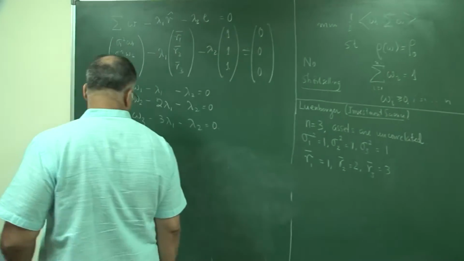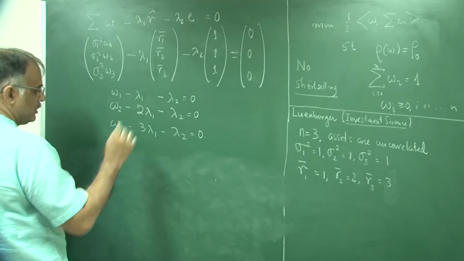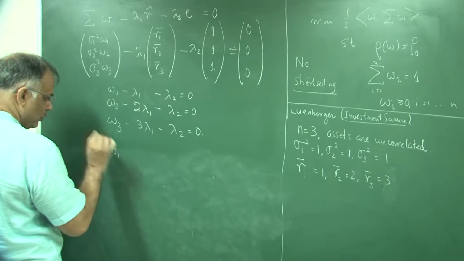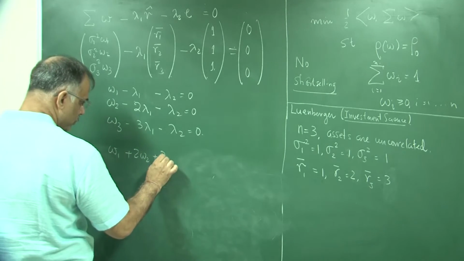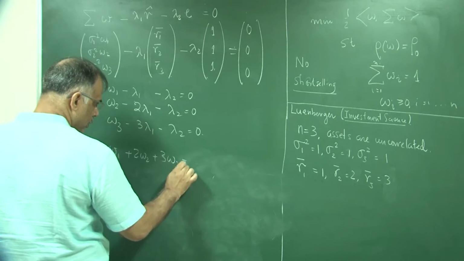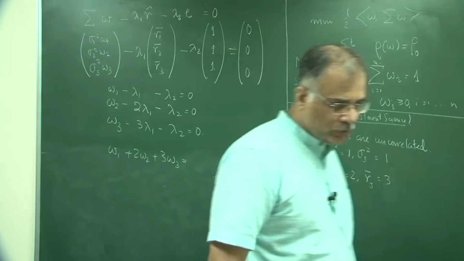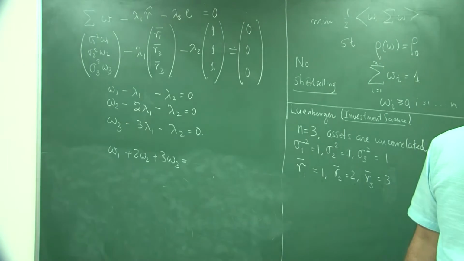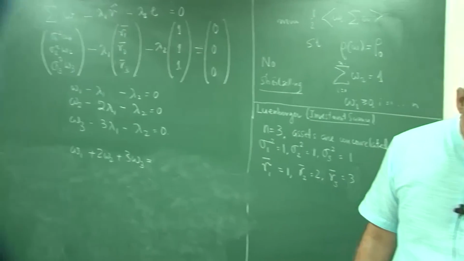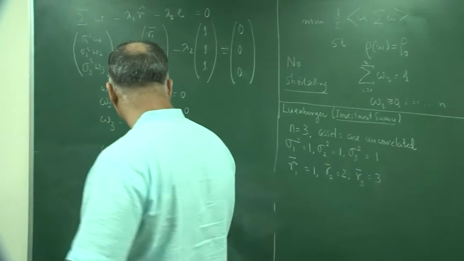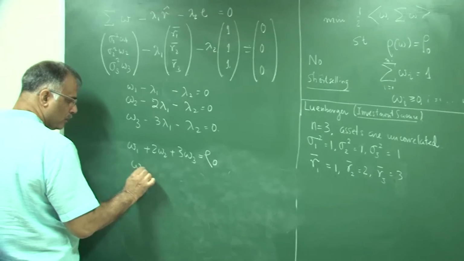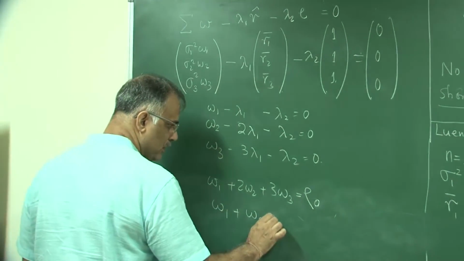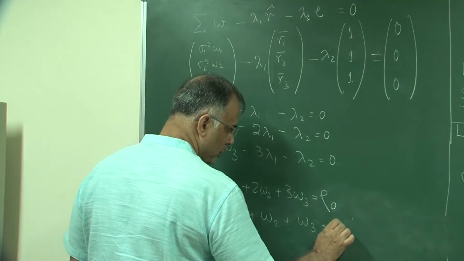Obviously now you will have another equation, which is the second equation. So omega 1, 2W2, 3W3 is equal to your expected level, which is rho naught. And then you have W1 plus W2 plus W3 is equal to 1.